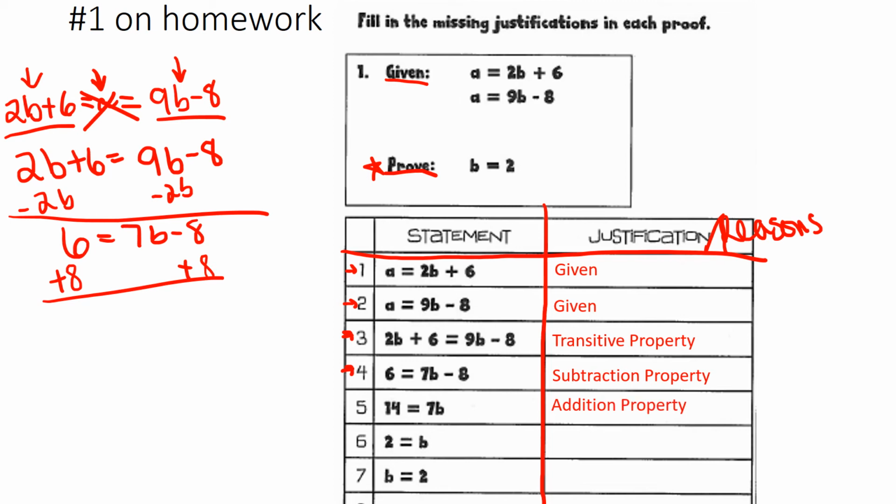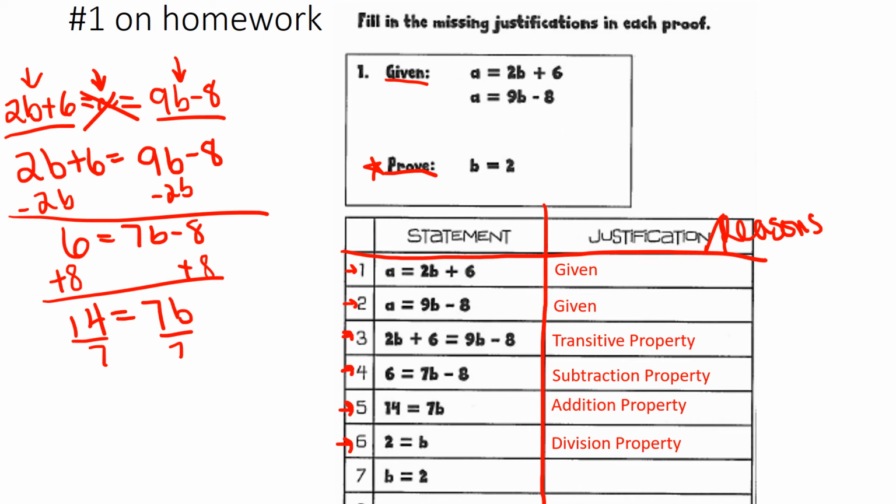So that means they used the addition property to get statement number 5, 14 is equal to 7b. And then they just divided by 7 to get to step 6, or statement 6, which was 2 is equal to b.